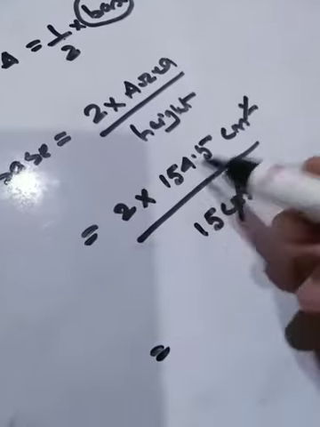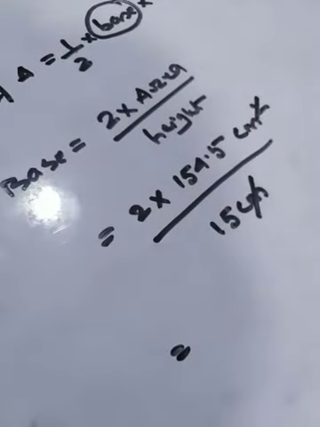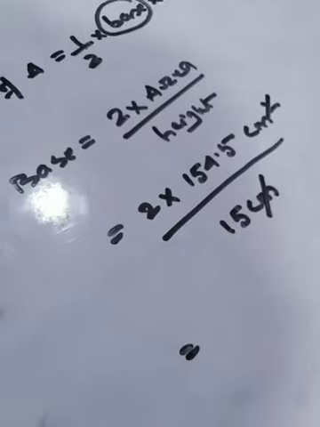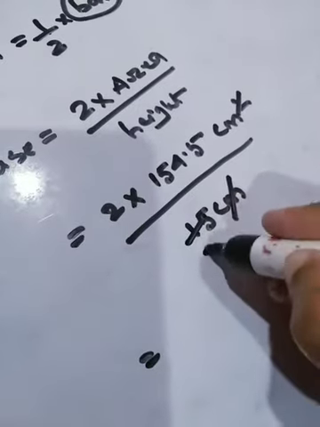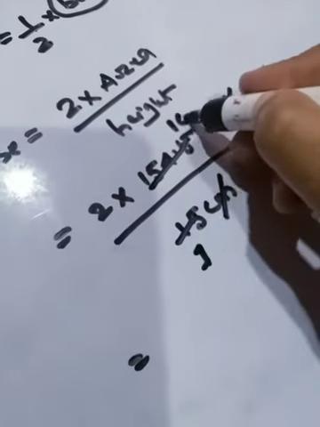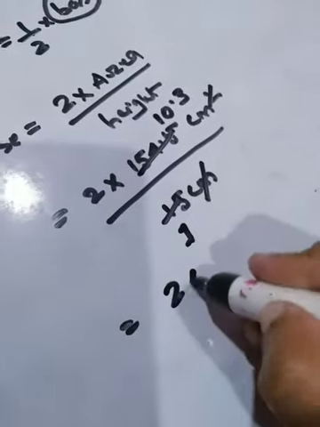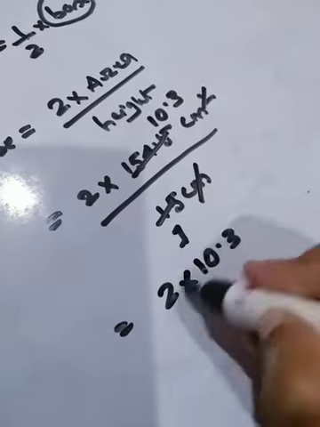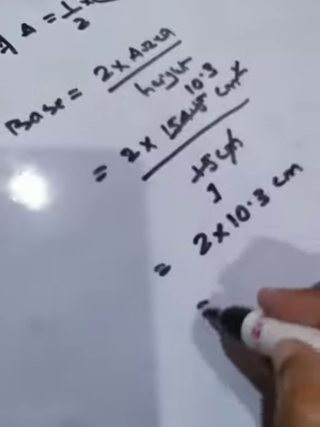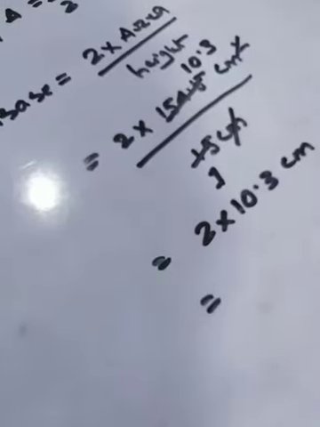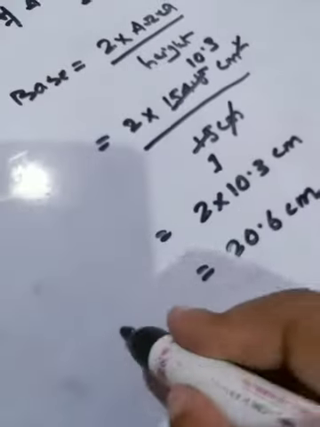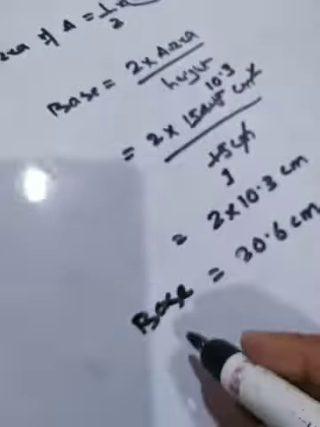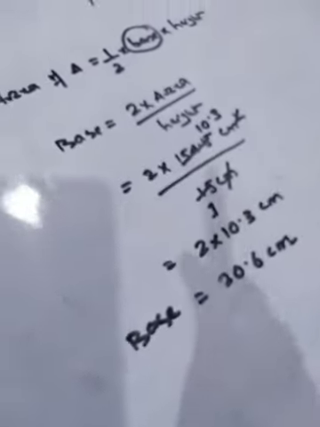Now, if you divide 154.5 divided by 15, so what will be the answer? The answer would be 10.3. You just calculate it and do it. Now we have to multiply this 10.3 with 2 to get the value of base, isn't it? So if you multiply this with 2, what will be the answer? Yes, absolutely right, that is 20.6 centimeter. So this is the answer of base. So base value would be 20.6 centimeter.